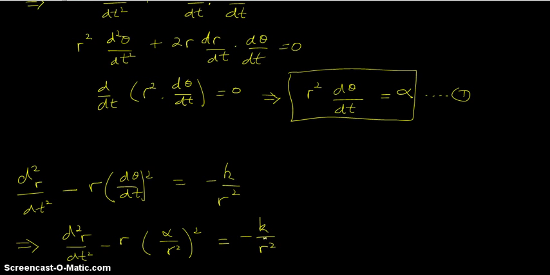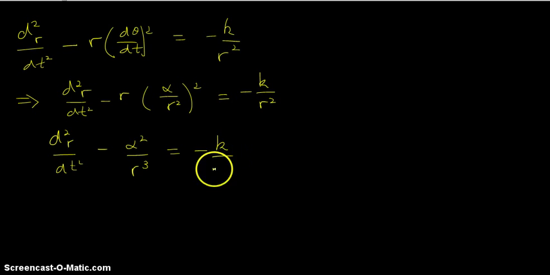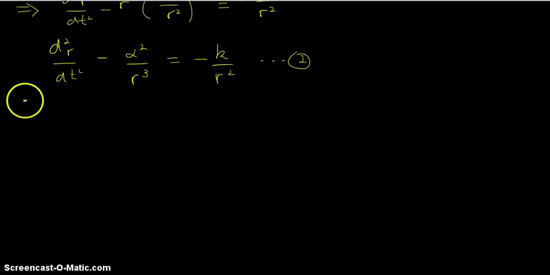And now we've just got an expression involving r's and t's. And so we're making some progress. We'll just simplify this a little bit. d2r by dt squared minus alpha squared on r cubed equals minus k on r squared. And we'll call that one equation 2. Now this equation 2 looks as though it's probably not soluble, but it is.